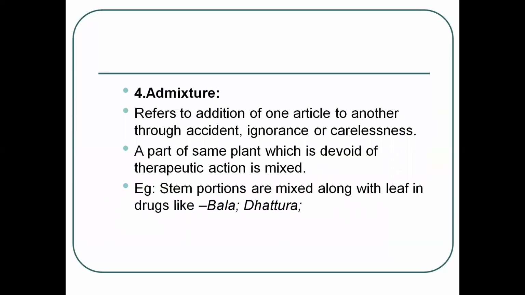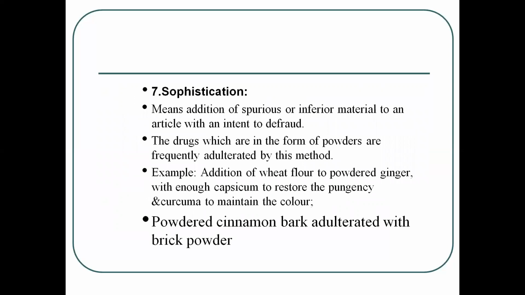Then the fourth is admixture. Admixture means addition of another part through accident, ignorance or carelessness. In this, for example, stem portions are sometimes mixed along with leaf in the case of Dhatura. When you have to collect the Dhatura stem portion, sometimes leaf also comes. So this is basically admixture, and this is harmless.